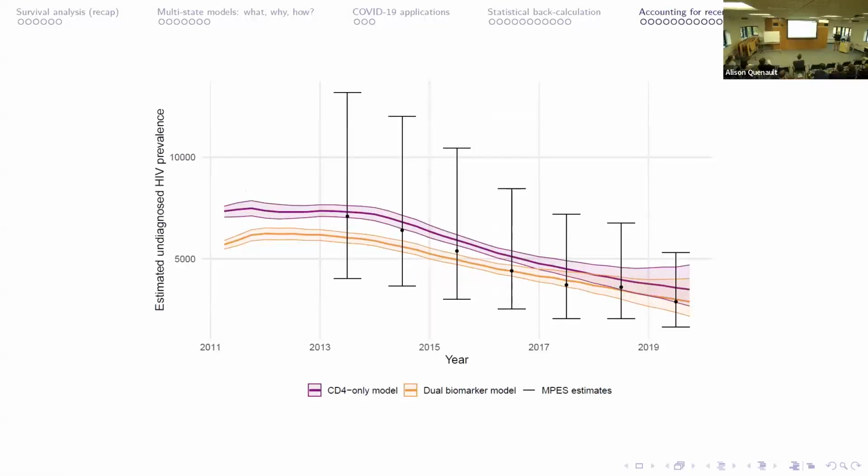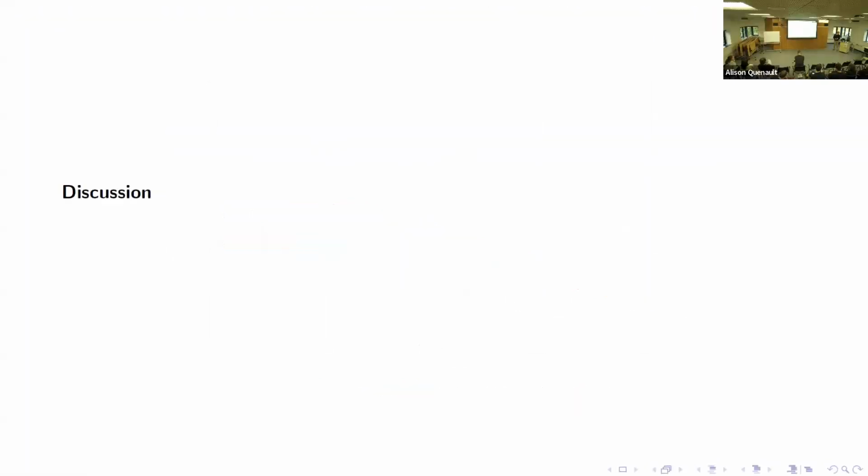One thing we can also do is compare with other models. So there's other ways that we can estimate undiagnosed prevalence from HIV data. One of those is called MPES, which stands for multi-parameter evidence synthesis. So it's an evidence synthesis model that takes lots of different sources of data and tries to understand the number of people living with undiagnosed HIV, not just gay and bisexual men, but across the whole population. And when we compare with those estimates, we see maybe a slightly better fit with the dual biomarker model in recent years. A bit difficult to say back here, but there are obviously biases in both models. So, at least in recent years, there seems to be a better fit to these MPES estimates.